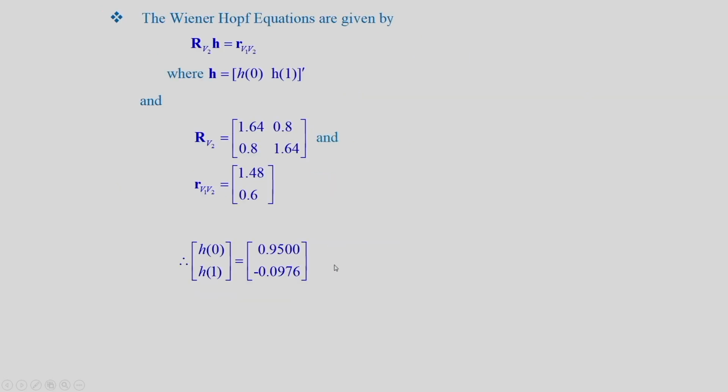So, this is the filtering scheme, and we can find the Wiener-Hopf equations, given by R V2 into S, that is the autocorrelation matrix of V2 into S, is equal to the cross correlation vector R V1 V2, where S is the two-length filter. So, S is the vector composed of H0 and H1. Now, we can compute R V2 from the model, and it is given by 1.64, 0.8, 0.8, 1.64. This is the autocorrelation matrix of V2. Similarly, the vector R V1 V2 we can compute from the model, and it is the vector comprising 1.48 and 0.6.